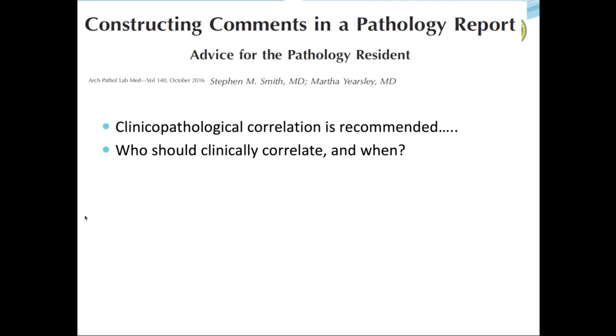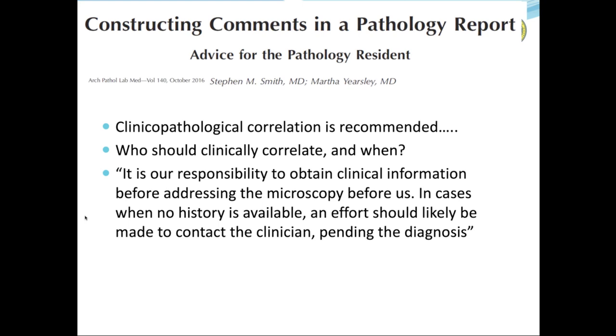So before presenting the first case, I found this article quite interesting in the Archives of Pathology and Laboratory Medicine. We often put in the comment "clinico-pathological correlation is recommended," but the question I think we have to ask ourselves is who should correlate and when? And I agree with these authors who say it's our responsibility as pathologists to obtain clinical information when it's not there. And I think nowhere is this more true than in medical liver.